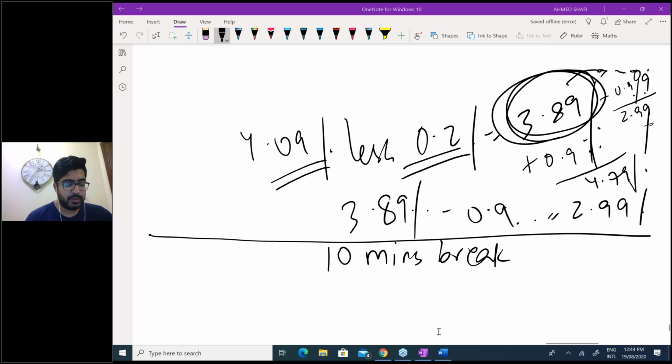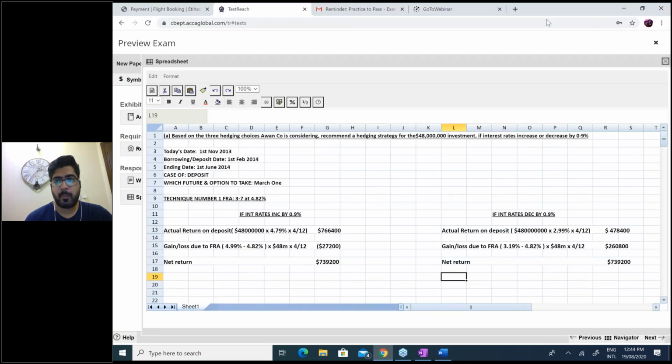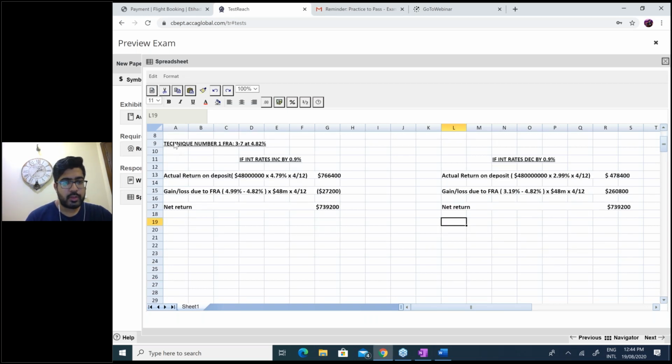Okay, so we are resuming. Now we will be moving towards technique number 2. That is interest rate futures.